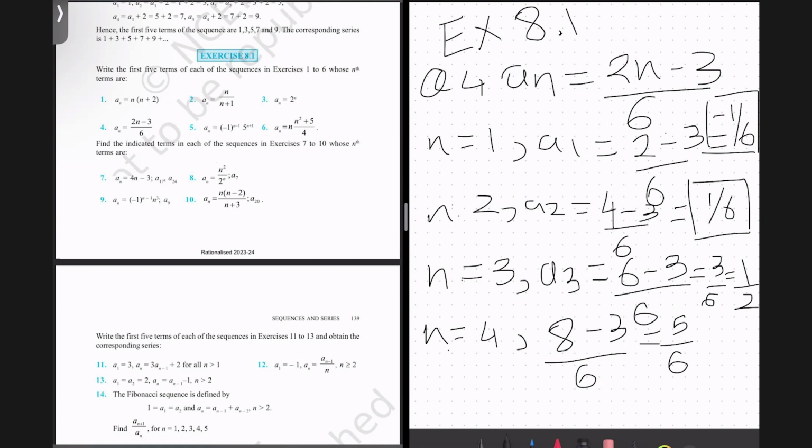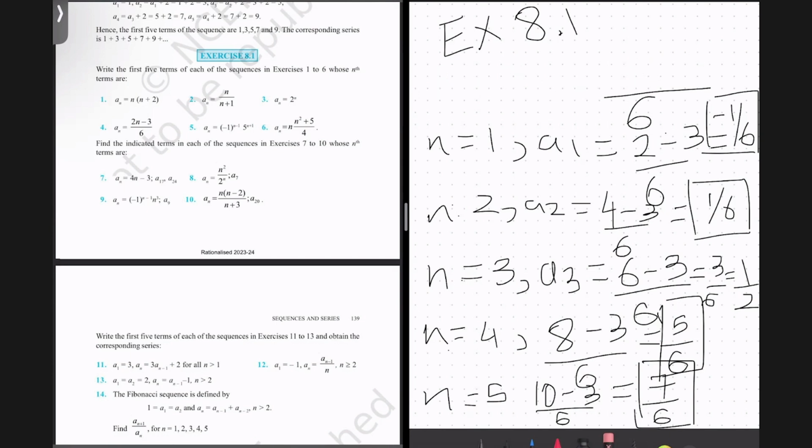8 minus 3 is 5, divided by 6 is 5 by 6. For n equals 5, I have 2n, which is going to be 2 into 5, which is nothing but 10. So 10 minus 3 upon 6 is equal to 7 by 6. Correct. So that is how I'm going to arrive at the first 5 terms of this sequence. And yeah, that is all for the fourth question.